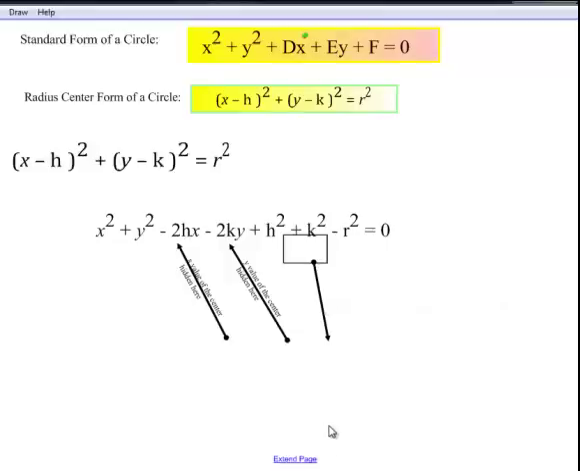To find the center, I simply look at the variable x and what's next to it, and then I find the variable y and what's next to it. Notice I didn't say x squared or y squared. So the x value, see the h right here? Remember, h stood for the x value of the center. And you see the k hidden right here? That's the y value of the center.